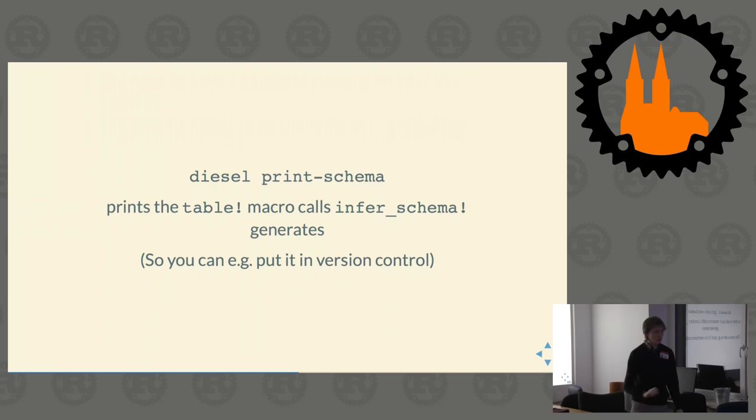And for all these people, there is a diesel print schema command that prints on the command line basically all the table calls info schema generates. So if one developer wants to use info schema and another developer doesn't, they can find a compromise by the first one just using print schema, putting that into version control, and all developers can see, hey, that's the schema this guy was working with.